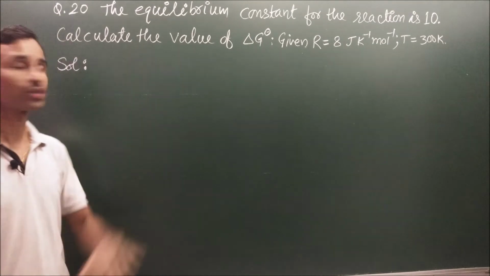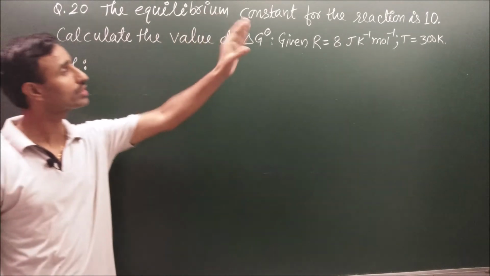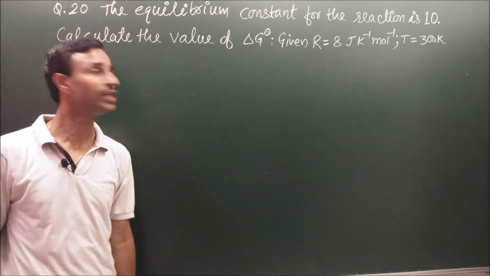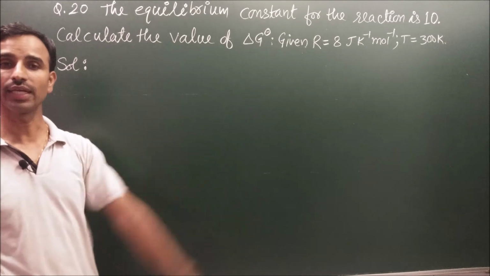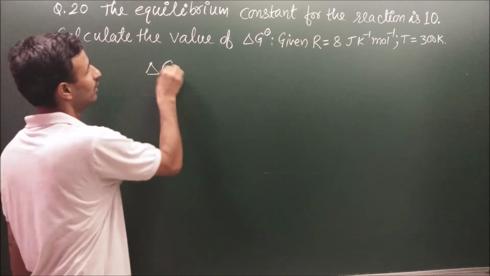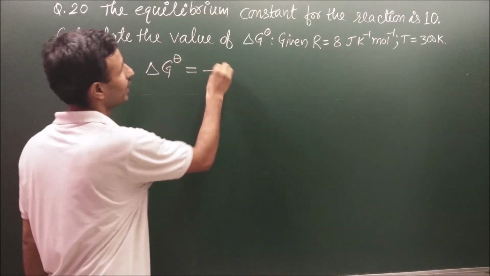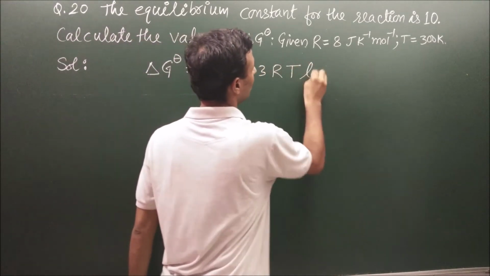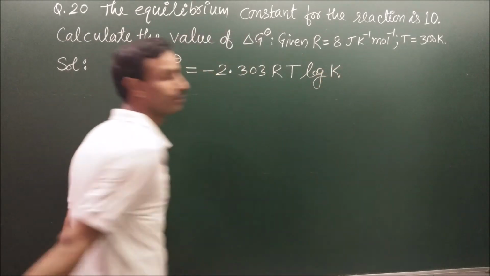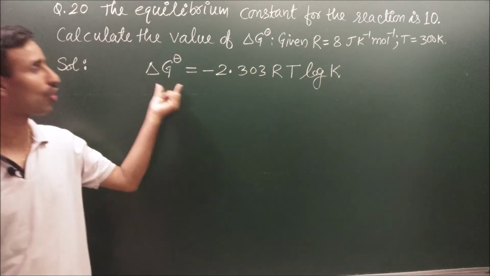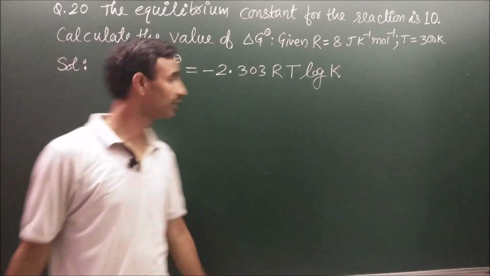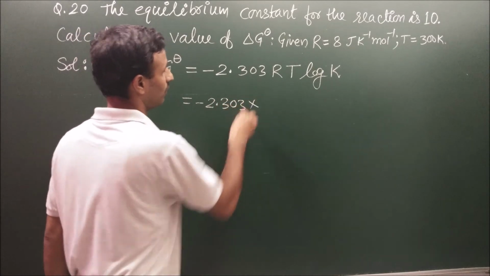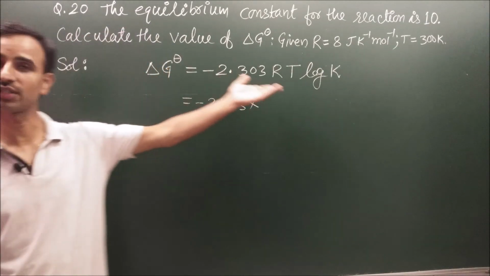Question number 20 is, the equilibrium constant for the reaction is 10. Calculate the value of delta G naught. R is given, T is given. So we know that delta G naught is equal to minus 2.303 RT log of K. This is the relation between delta G naught and the equilibrium constant. So all the values are given to you. If you know the formula, you can get the answer.